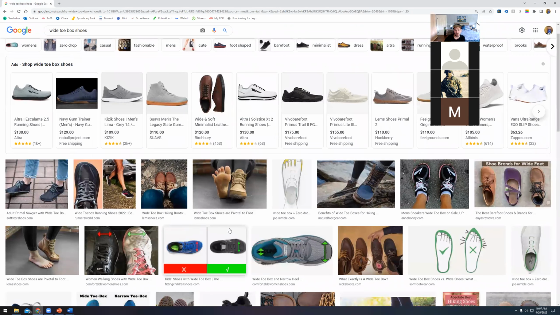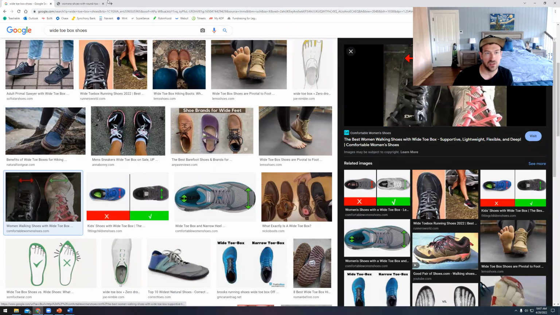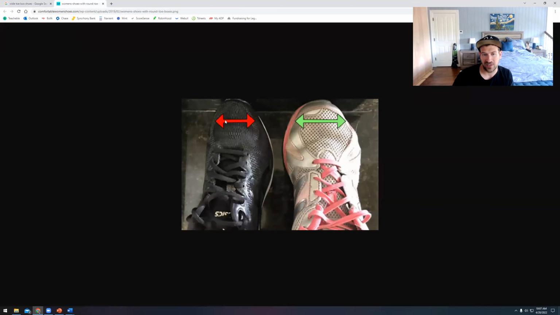You should be able to spread your toes out inside your shoe rather than what we see in a lot of modern shoes. See how pointy that is at the top versus how wide that is? We want wide. We don't want pointy.